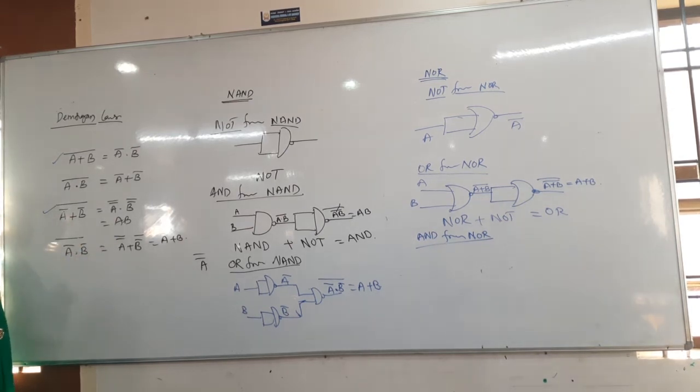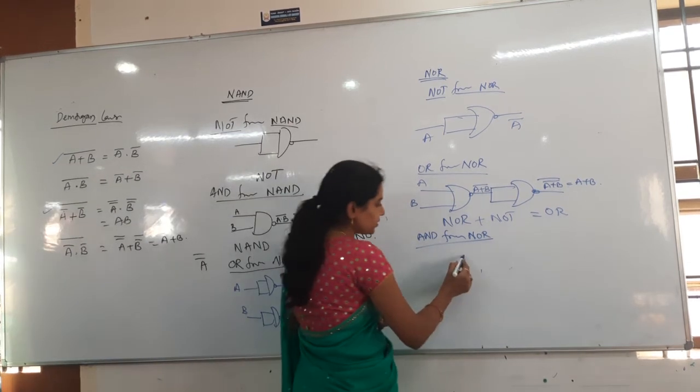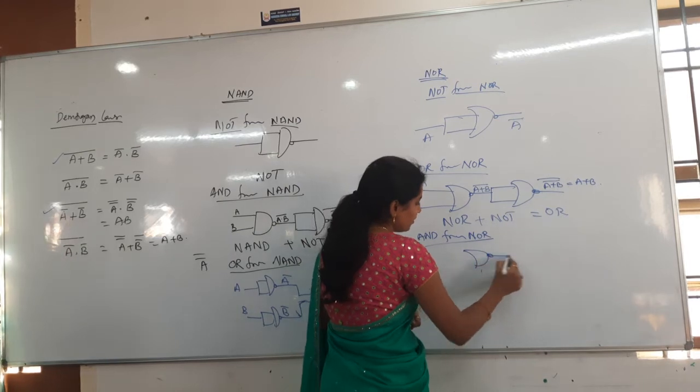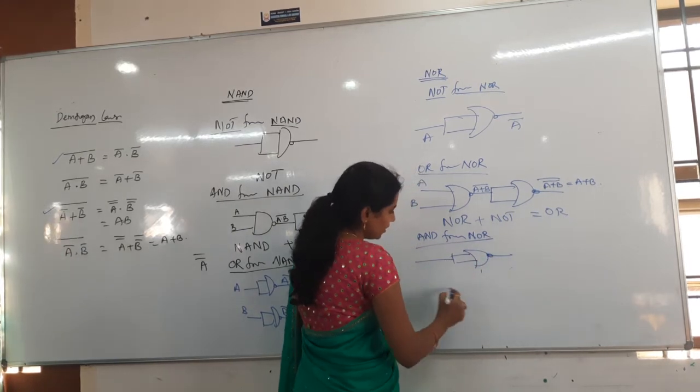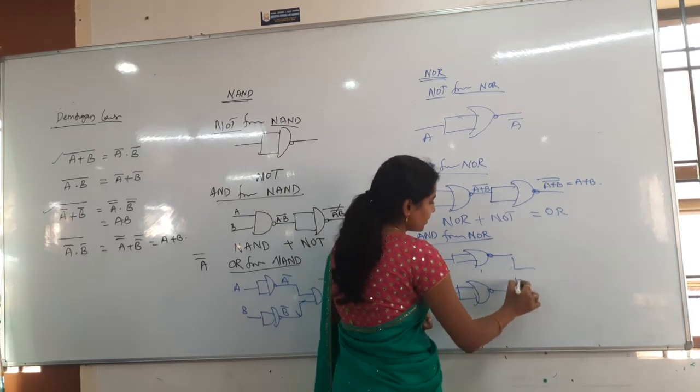A B is there. A B is nothing but AND. So what should the inputs be? A bar plus B bar whole bar. In the same way, again, take a NOT first. Take a NOT, and then take one more NOT. Combine them as a NOR.